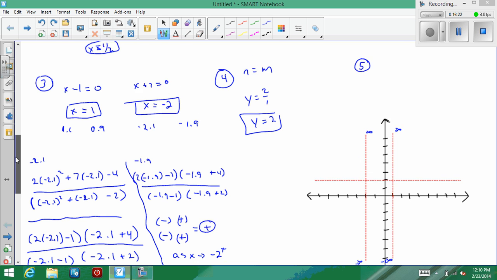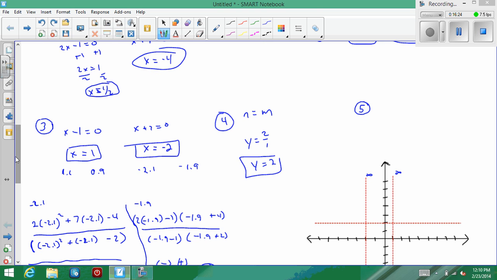Okay, let's plot our x and y intercepts. So our x-intercept is at 1/2 right here. Another one at -4. 1, 2, 3, 4. And we have a y-intercept at 2. Okay.